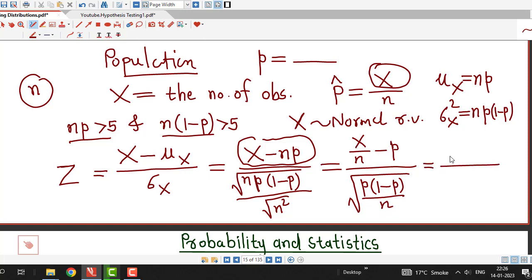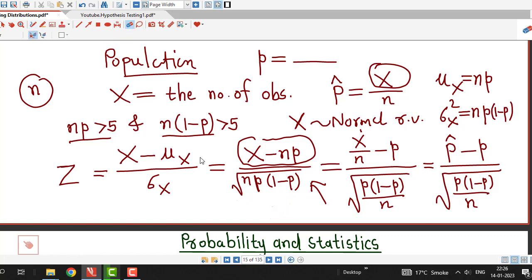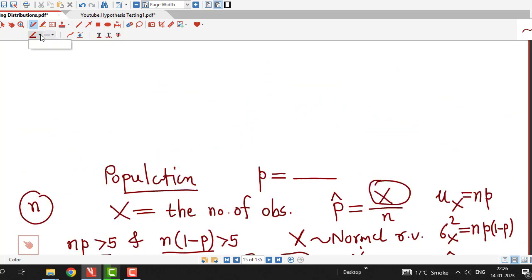Now what is this capital X by n? It is the sample proportion. So we can write Z equal to p hat minus population proportion, divided by the square root of p times 1 minus p divided by n. So we are writing an equivalent form by dividing numerator and denominator by n, and we find that Z equals sample proportion minus population proportion divided by this quantity. So this is also a standard normal random variable. That also we have discussed.